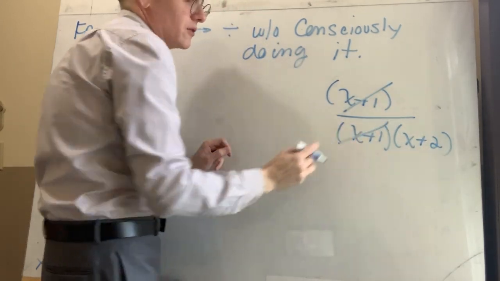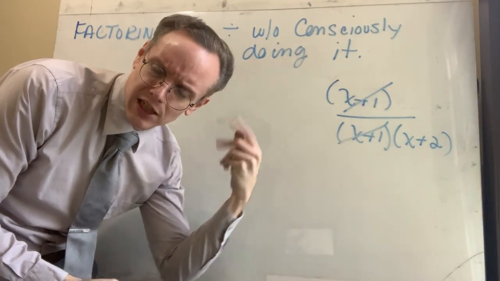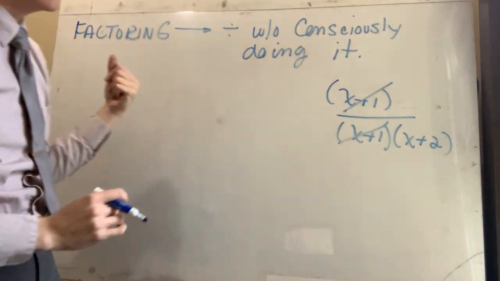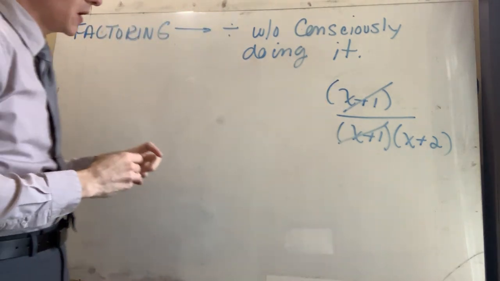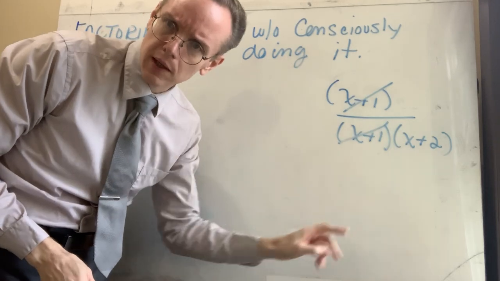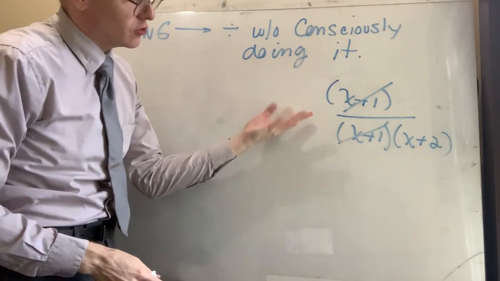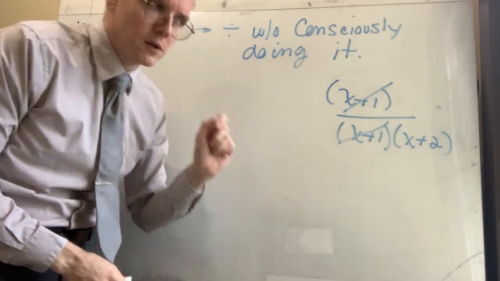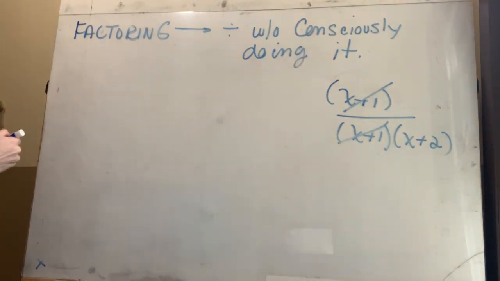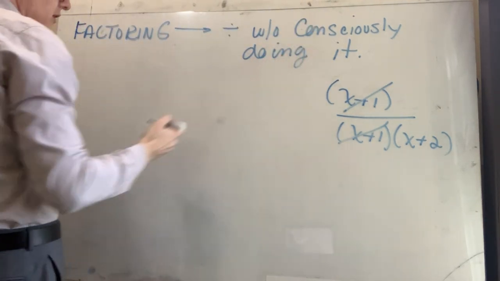And you cross these out, that's dividing without really consciously thinking about it, right? You factored for that purpose, perhaps. You're not going to see this, right? But if you've ever taken algebra 2, you might go, oh, geez, that looks familiar. Anyhow, factoring is really dividing without consciously thinking about it.